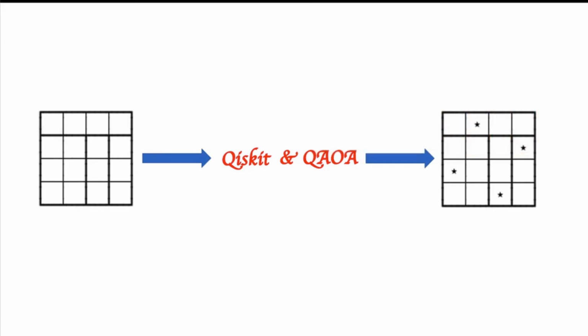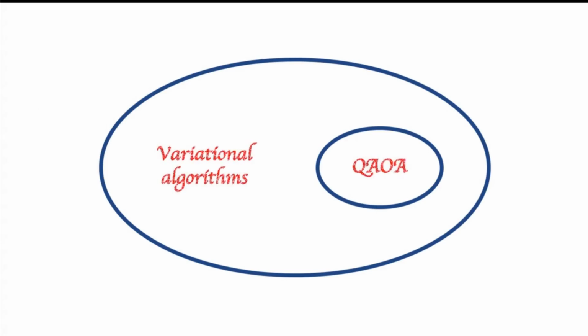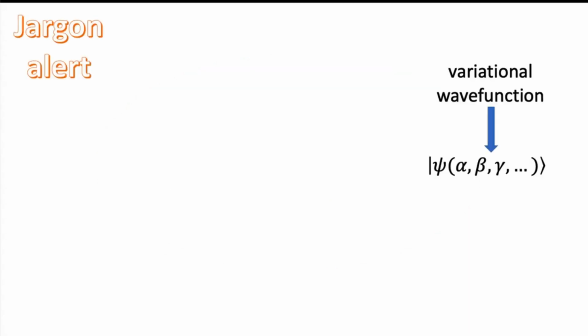Last week we ran the 4x4 Star Battle QAOA on Qiskit's Chasm simulator. Today we'll look at the algorithm in a bit more detail. QAOA is a form of variational algorithm, which is something you may have encountered in a quantum mechanics course. A variational algorithm builds a wave function which depends on some parameters.